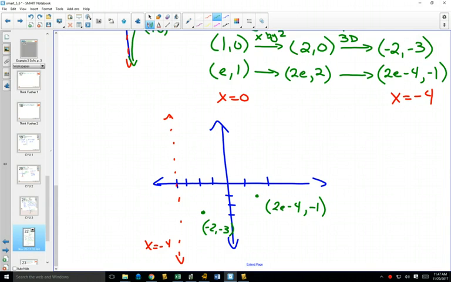Shouldn't it be -1? Yeah, it's going down, but the 2e is 5.4 minus 4 is positive 1.4. And now if we connect those points and get the shape of our log graph, this is what it would look like.